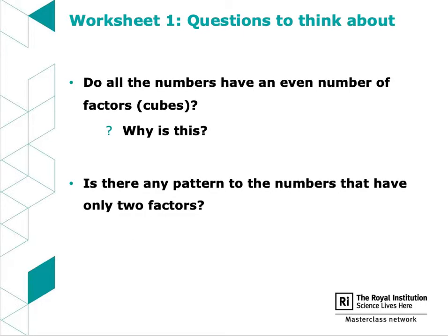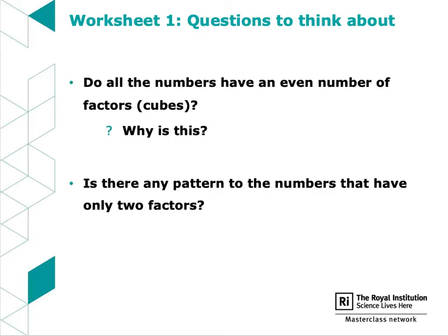Do all the numbers have an even number of factors or blocks? No, they shouldn't. Some are odd. Why is this? Have a think. Well, for even ones, each factor pair adds up to make an even number. Odd ones have one factor pair that is a square number. For example, 25 is equal to 5 times 5. The factor 5 is only counted once, so the total number of factors is going to be odd.